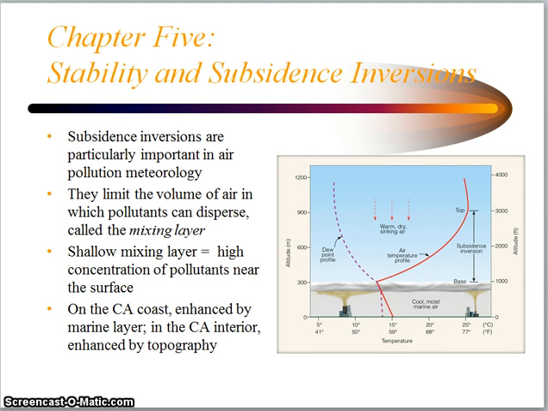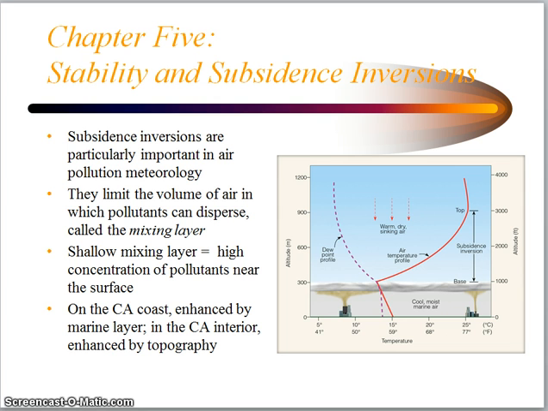In the summertime, you have cool ocean breezes coming in right near the surface. That's the marine layer. And then you have these subsidence inversions, with warm, dry, sinking air, with warm high pressure over the top of our head in summer. The sinking air tends to limit the volume of air in which pollutants on the surface can disperse. We call that the mixing layer. When you have a shallow mixing layer, you have a very high concentration of air pollutants near the surface.